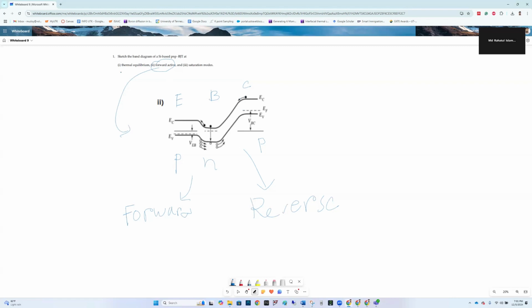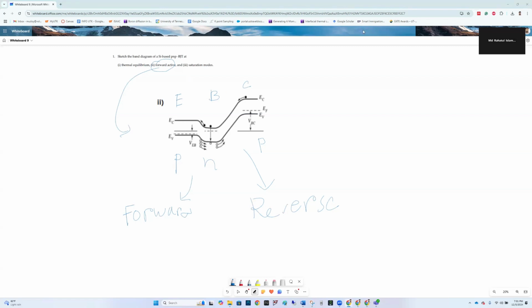So compared to the thermal equilibrium, here the potential barrier height between EB will be reduced, and in the BC region, the potential barrier height will be increased. So actually, why did that happen? Because we know that if we insert forward bias in a PN junction, the barrier height is reduced, and if we insert reverse bias in a PN junction, the barrier height is increased. So that's it.